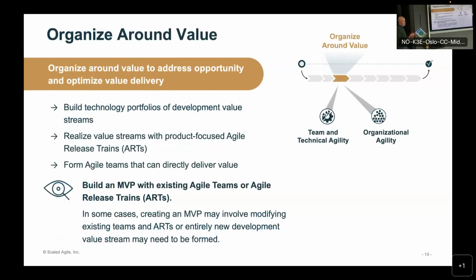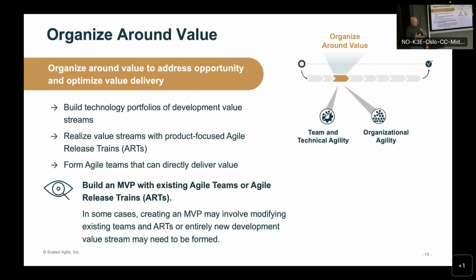Third is how you organize to create this value. That's how you set aside or put together teams and teams of teams, which SAFe calls ARTs, Agile Release Trains, to be able to work together towards common business goals and common solutions.